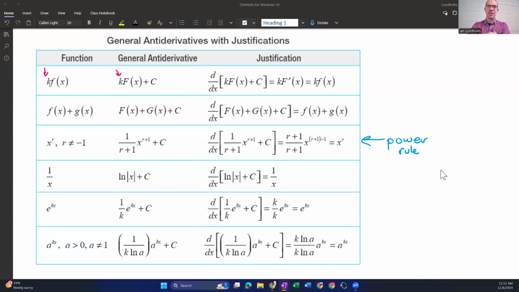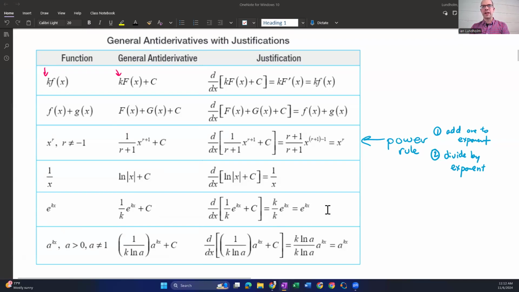In this one, you add 1 to the exponent, and then you divide by the exponent. And so that'll just be a new rhythm that we get into. Sure, 1 over x becomes the natural log of the absolute value of x. e to the kx becomes e to the kx here with a 1 over k.